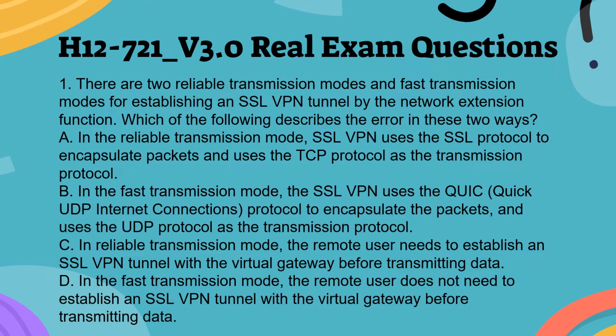In the fast transmission mode, the SSL VPN uses the QUIC (Quick UDP Internet Connections) protocol to encapsulate the packets, and uses the UDP protocol as the transmission protocol. C. In reliable transmission mode, the remote user needs to establish an SSL VPN tunnel with the virtual gateway before transmitting data. D. In the fast transmission mode, the remote user does not need to establish an SSL VPN tunnel with the virtual gateway before transmitting data.